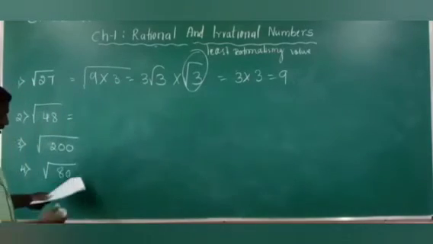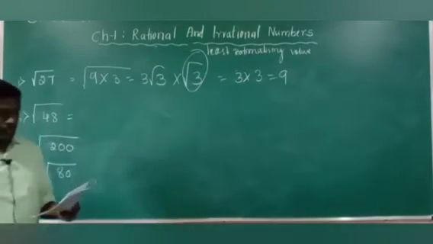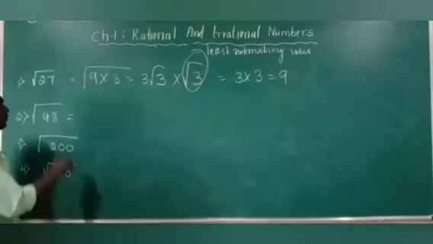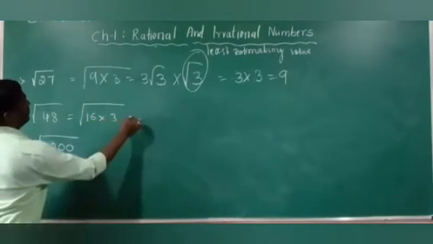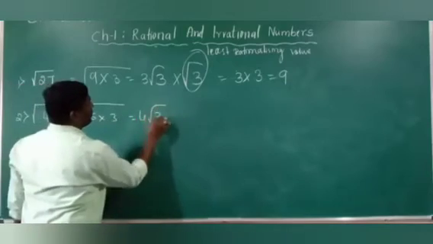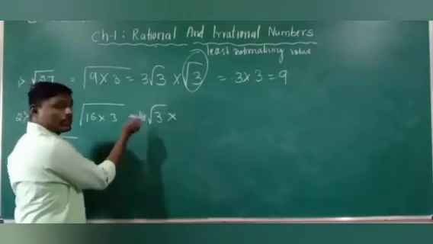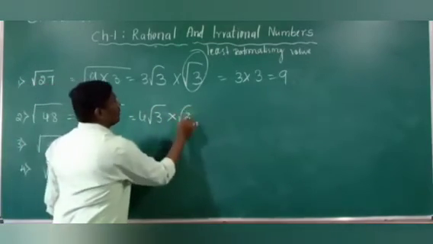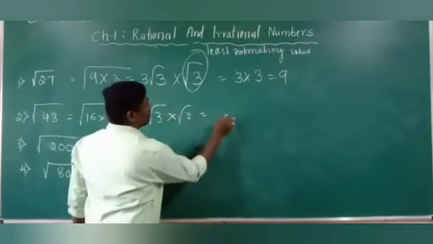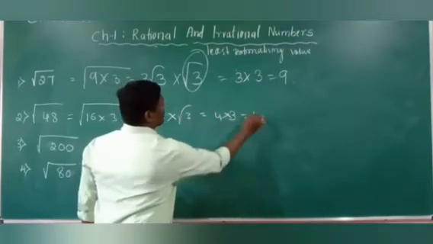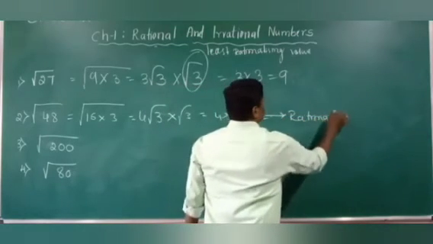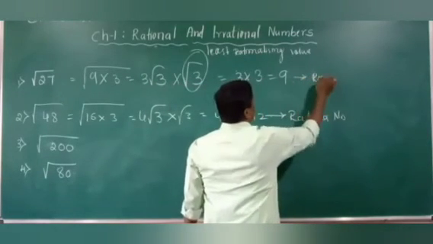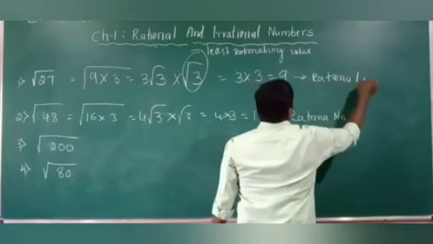Now find the least rationalizing factor of root 48. I can split root 48 as 16 into 3, so the square root of 16 is 4 into root 3. What do we need to multiply to convert it to a rational number? Root 3. So root 3 into root 3 is 3, remaining 4 as it is. 4 threes are 12. So 12 is a rational number.